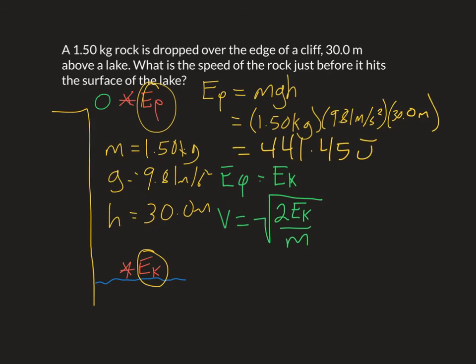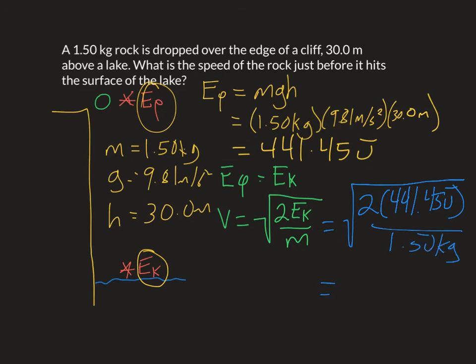All right, so our last step is to plug our numbers in. So it's going to be equal to the square root of 2 times 441.45 joules divided by 1.50 kilograms. And when I multiply that out and then divide and then take the square root, what I get as a final answer is 24.3 meters per second.